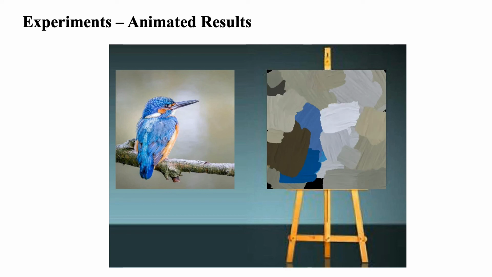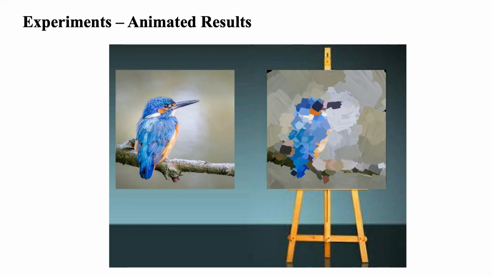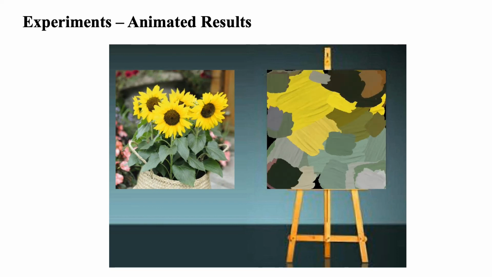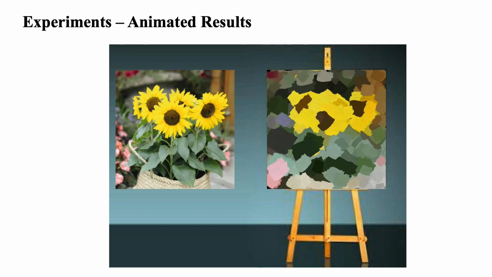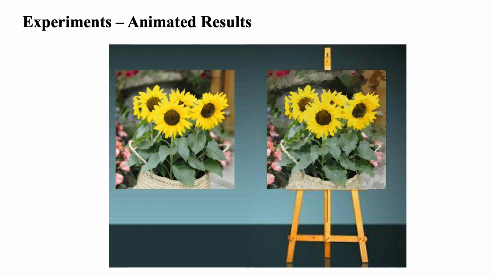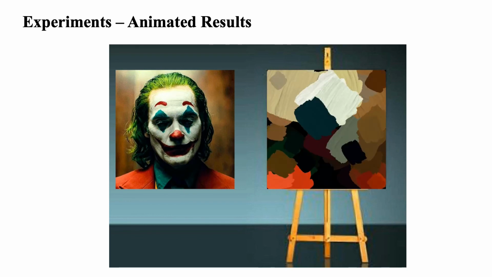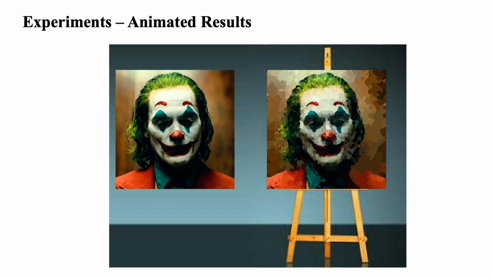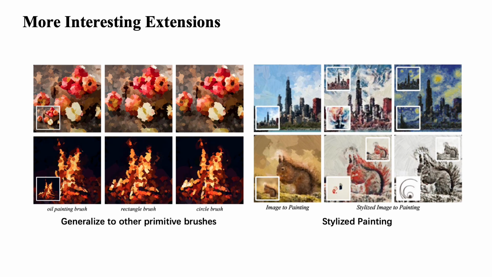Here are some animated results. Here are some more interesting extensions. For example, we can change the primitive brushes with other shapes or textures without retraining the stroke predictor. Combining with neural style transfer, we can also achieve stylized painting.